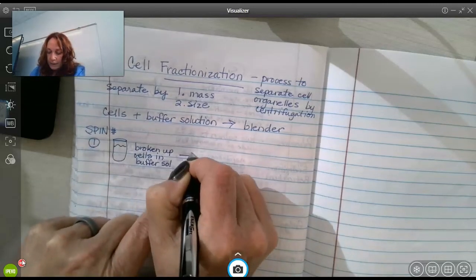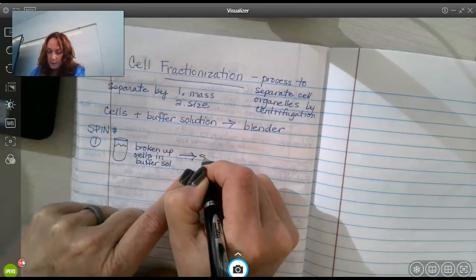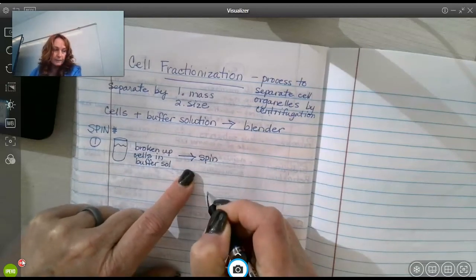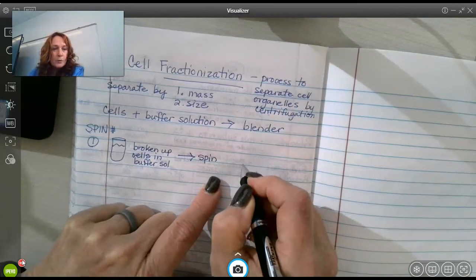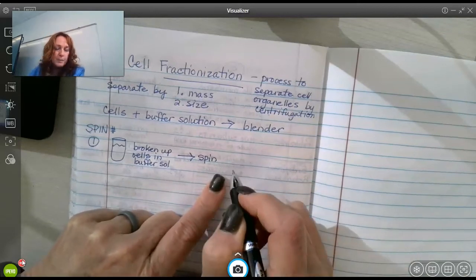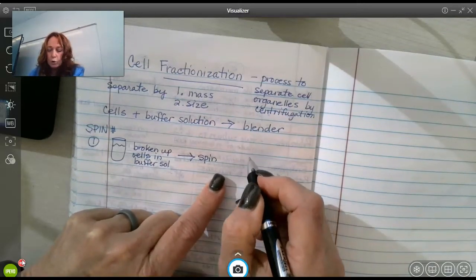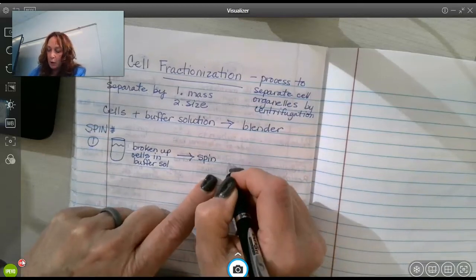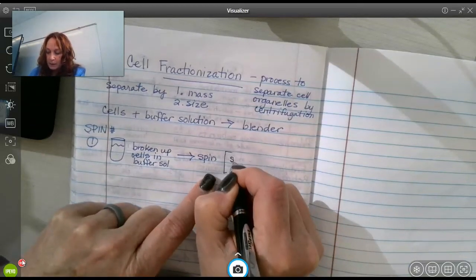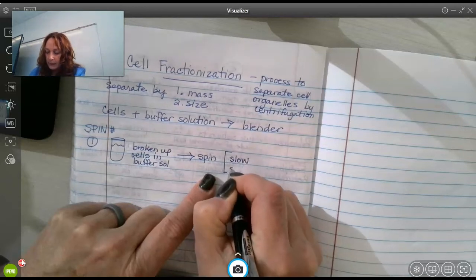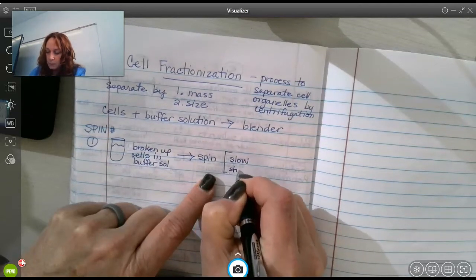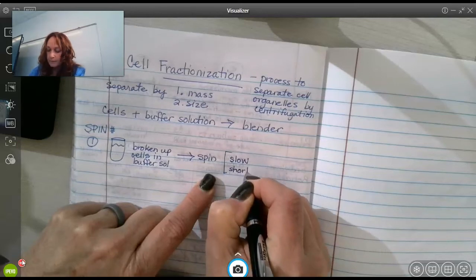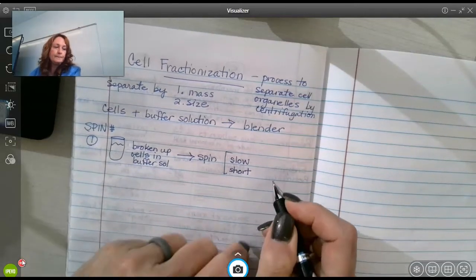You're going to take the tube and you're going to spin. There's your job. Go spin. You don't spin it very fast. You don't spin it very long. You're just wanting to throw down the big chunks of stuff. So this spin is slow and short. It's got a short period of time.